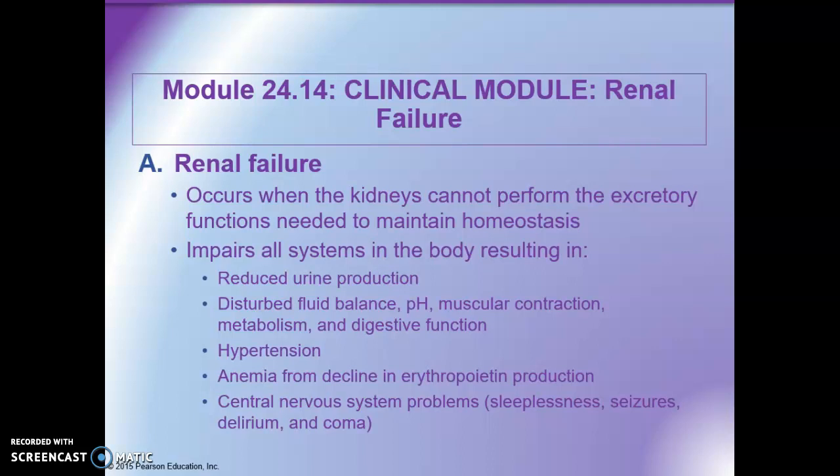Renal failure is when the kidneys cannot perform their excretory functions needed to maintain homeostasis. It impairs all systems in the body, resulting in reduced urine production, disturbed fluid balance, pH, muscular contraction, metabolism, and digestive function, hypertension, anemia from decline in erythropoietin production, and central nervous system problems such as sleeplessness, seizures, delirium, and coma.